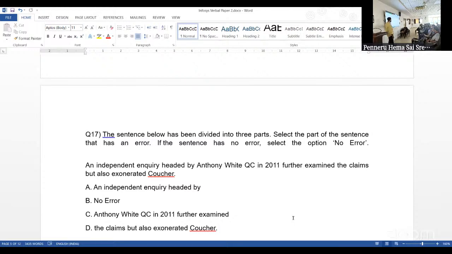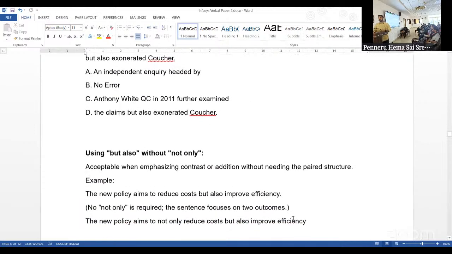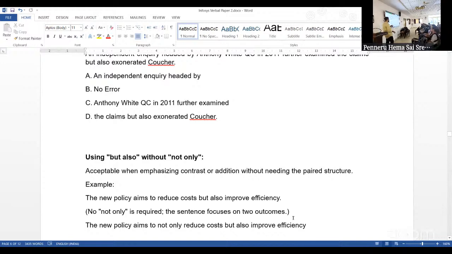Some of you may have a question, sir. If we are using "but also", then there should be "not only". But that is not the case always. See the explanation here. Using "but also" without "not only" is a special case. So when do we use "not only but also"? When we want to explain two contrasting situations, we use "not only but also". But when you want to emphasize two positive outcomes, we use "but also".